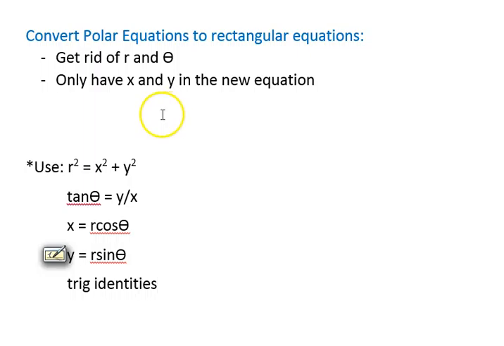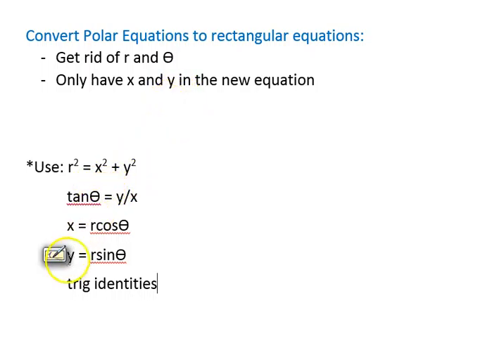Okay, now we are going to be moving into converting whole equations from polar equations to rectangular equations. And remember, with polar equations, we have things like r and theta in them, and rectangular has x's and y's. So our goal is to get rid of the r's and the thetas and to only have x's and y's in the new equation. If you're thinking you're done and you still have an r in it or you still have a theta in it, you're not quite done.